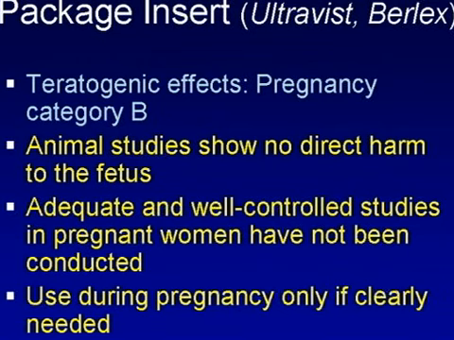Well, what does the manufacturer say about this? If you look at the package insert of Ultravist, which is the non-ionic IV contrast that we use, in terms of teratogenic effects, it categorizes this as a pregnancy category B drug. And what does that mean? Well, basically that means that we really don't have any adequate and well-controlled studies in pregnant women, but at least animal studies have shown that there is no direct harm to the fetus.